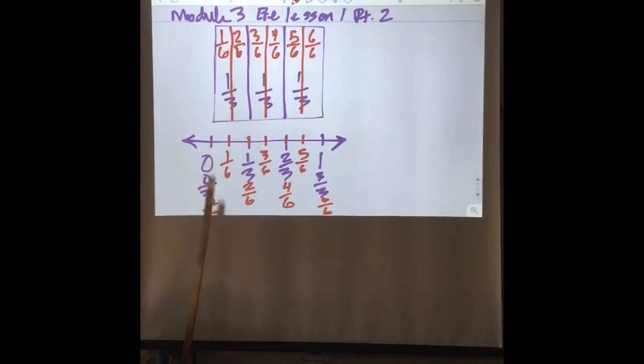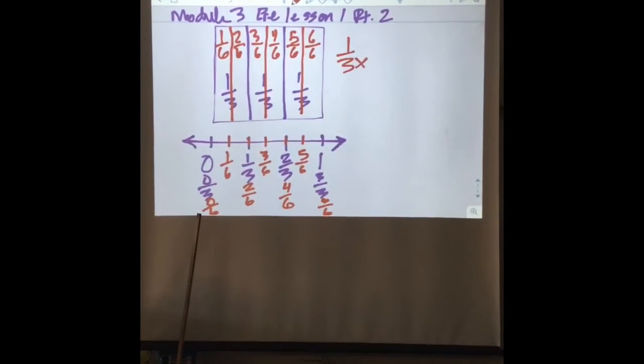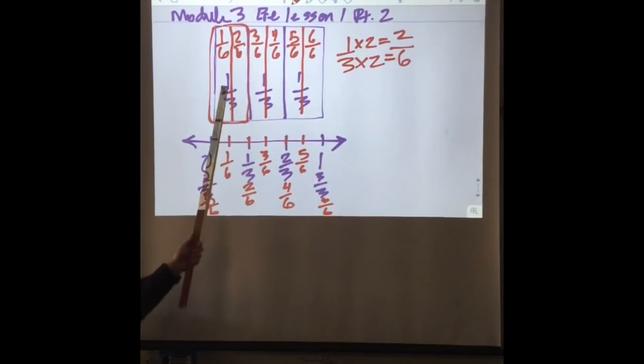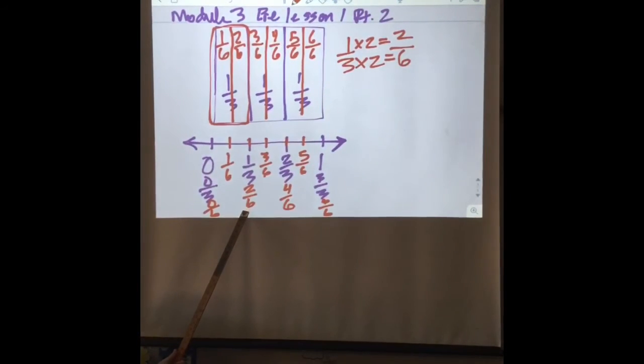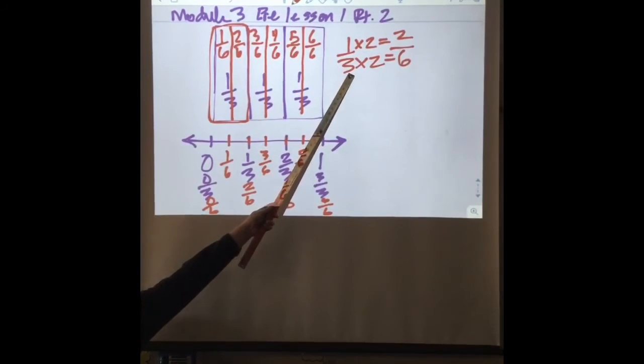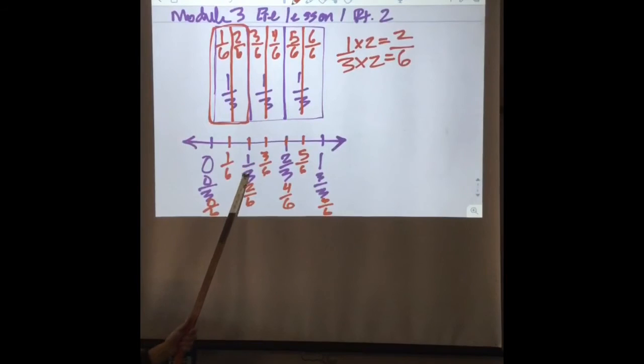Now what did we do? We cut the thirds in half, right? So if I have 1/3 and I cut it in half, it's like multiplying by 2. Let's see if that works out. 1/3 multiplied by 2 is what? 2 over 6. Is that what this is? Is this 2/6? Yeah, that's 2/6. Look at it. There it is. 2/6 equals 1/3, doesn't it? I could do it mathematically, and I can draw it out. Everybody go, ooh. Yeah, fantastic.